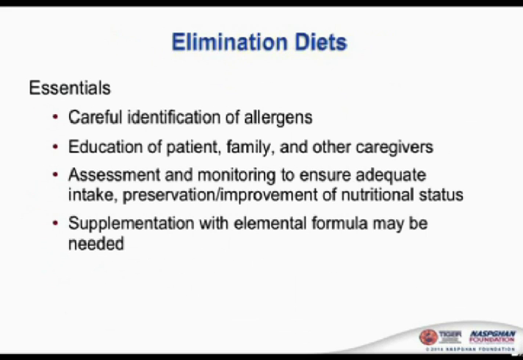So looking at the next slide, when we are looking at the essentials of elimination diets, first it's important to carefully identify allergens in the diet. So this goes back to before we are going to talk about removing foods, and then once we decide which foods are going to be taken out. So we want to look through the diet, make sure that the patients and families are able to identify the presence of allergens and then be able to look for them so that they can be avoided. This is where the education of the patient, family, other caregivers, including school staff, comes into play.